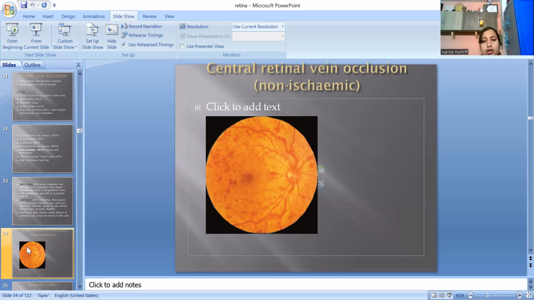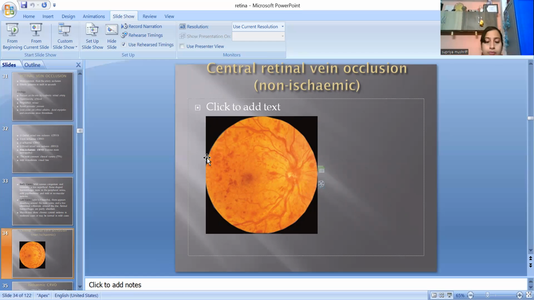Here, this is a very important PPT and MCQ question. How does the CRVO fundus look? CRVO fundus will have papilledema or disc edema with multiple superficial hemorrhages in all quadrants, which is more vigorous in ischemic type. How does the ischemic type fundus look? I will tell you in my upcoming slide.